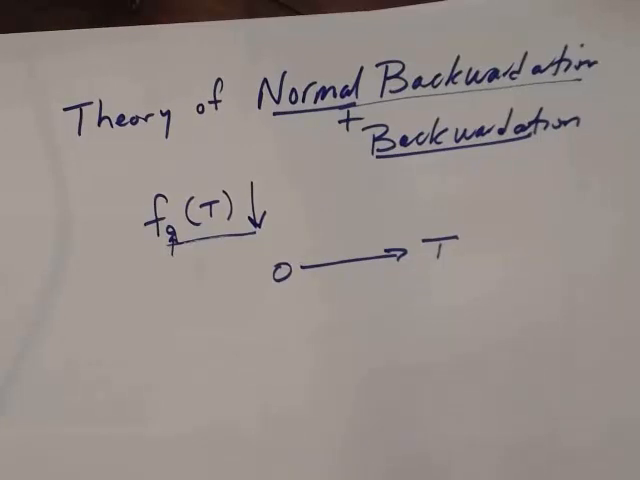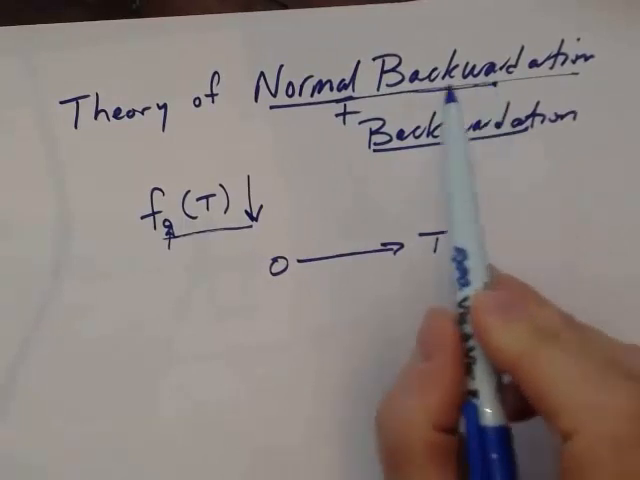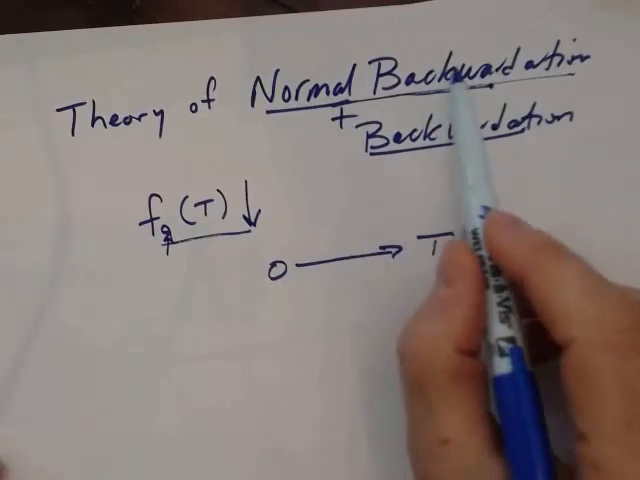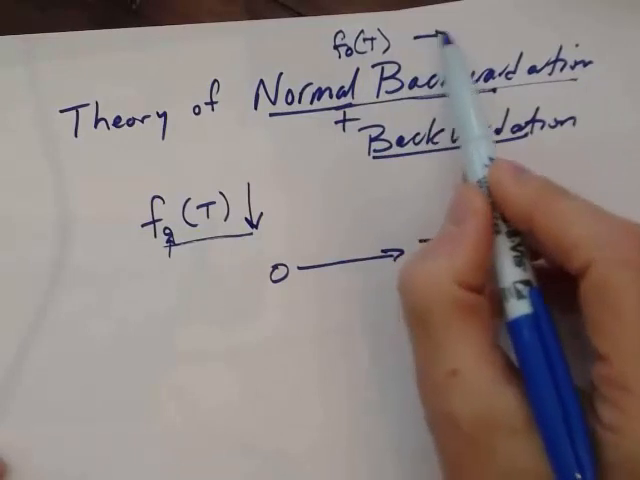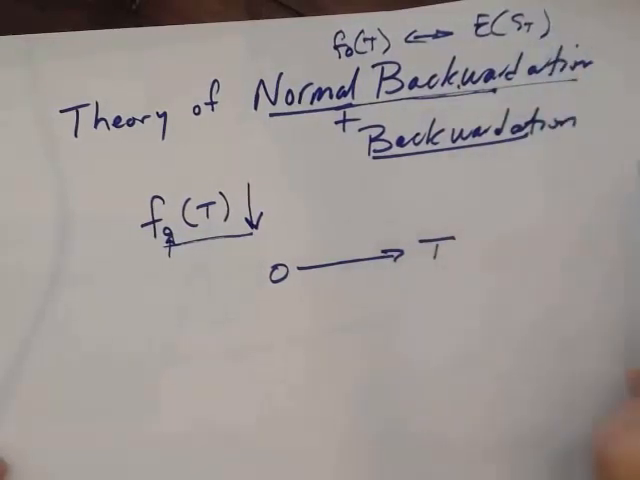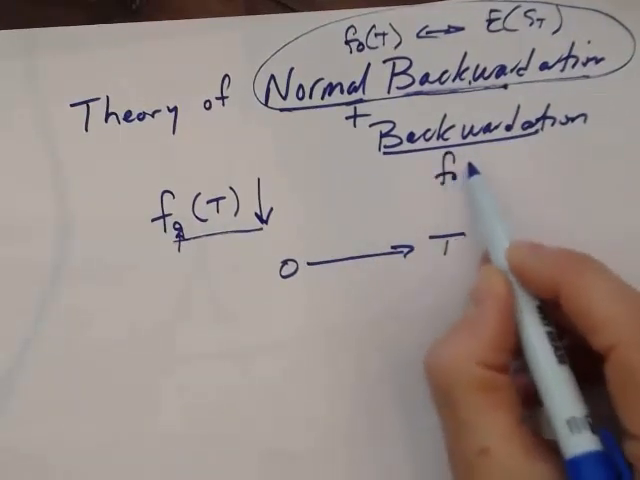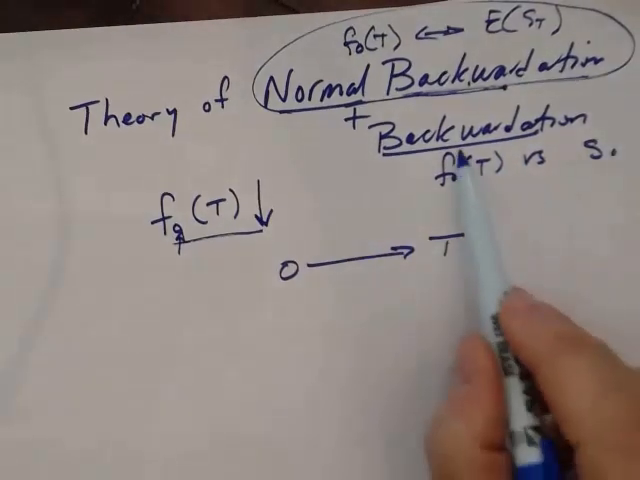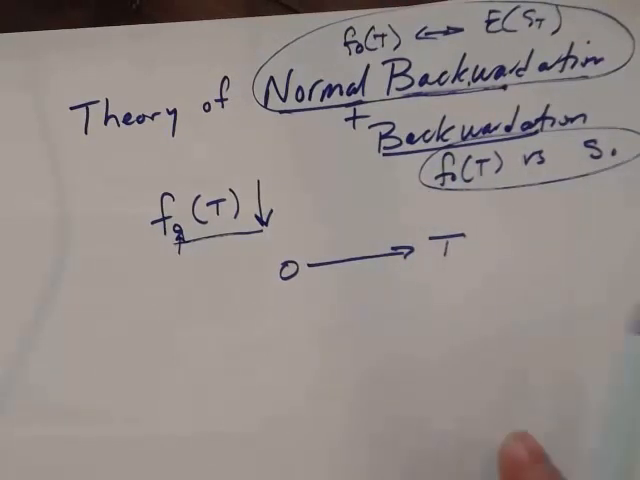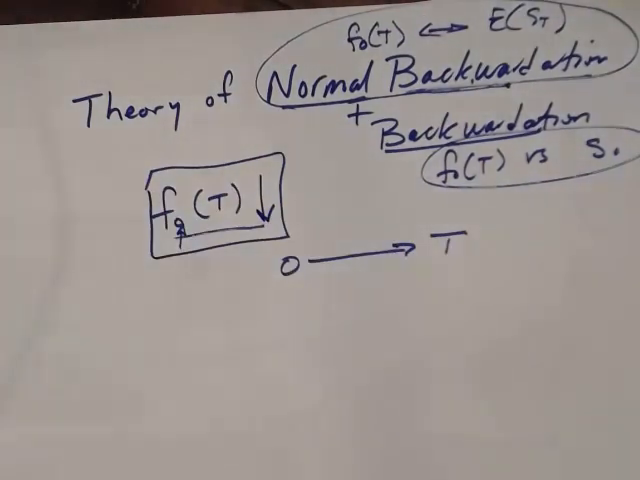Okay, the point is that normal backwardization is the relationship between futures prices versus expected spot prices. That's what normal backwardization is. And backwardization is all about futures prices today versus the spot price today. Where are they relative to each other? So what we're saying here is that futures prices are driven low by hedgers who are naturally long. They have to take short positions. It drives the futures price down.